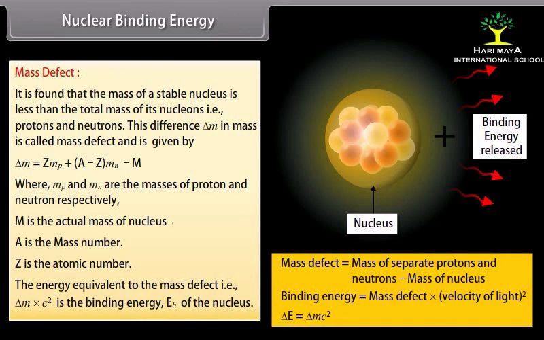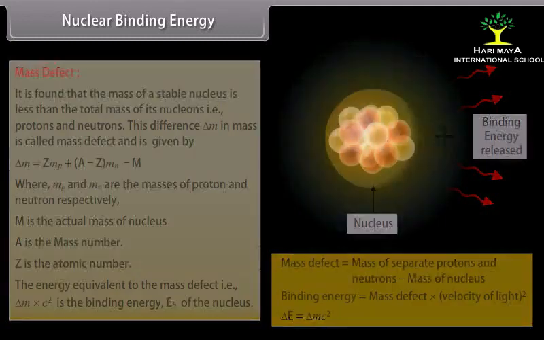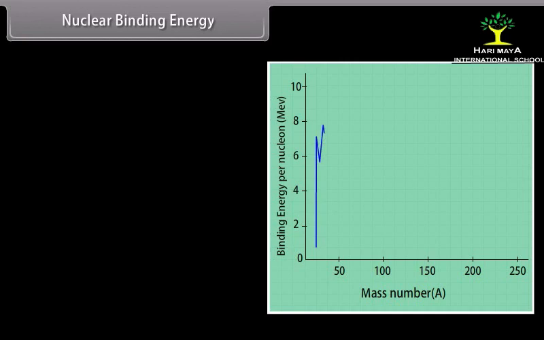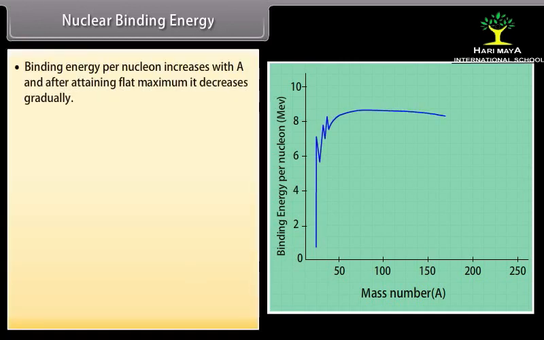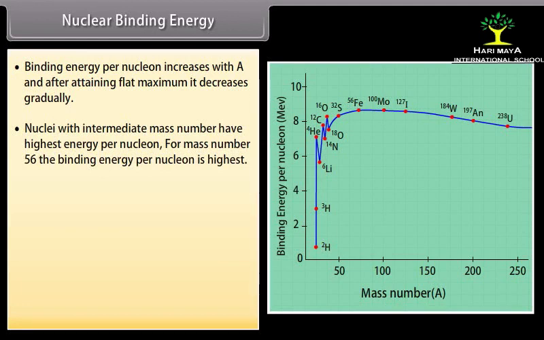The energy equivalent to the mass defect, that is Δm c², is the binding energy, EB, of the nucleus. From the graph, we note that binding energy per nucleon increases with A, and after attaining a flat maximum, it decreases gradually. Nuclei with intermediate mass number have the highest binding energy per nucleon. For mass number 56, the binding energy per nucleon is highest.